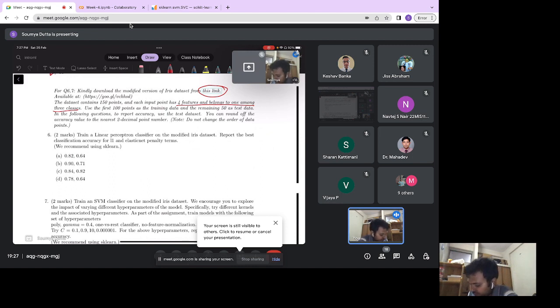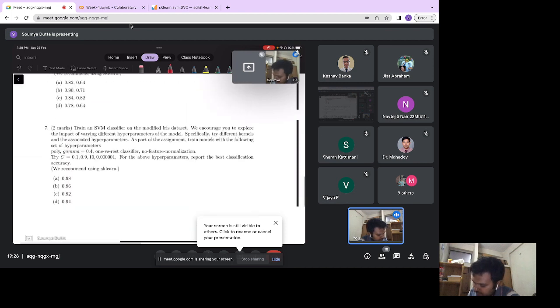Again, we have to use sklearn for this, because otherwise, of course, this is a coding question. So the first question is: train a linear perceptron classifier on the modified iris dataset and report the best classification accuracy for L1 and elastic net penalty terms. So that is the first question.